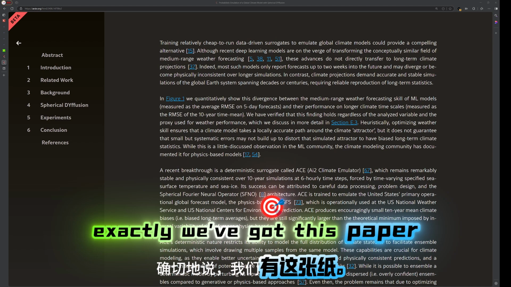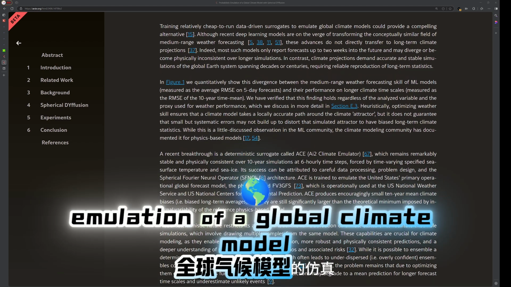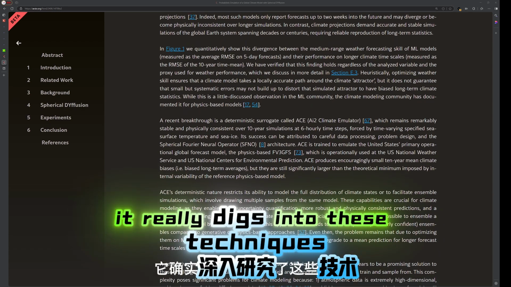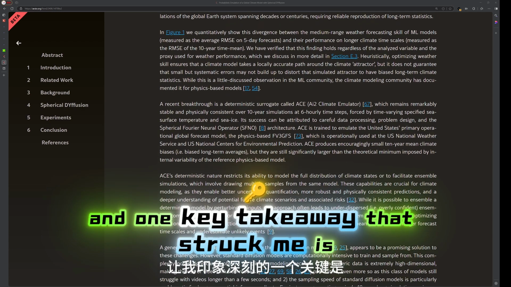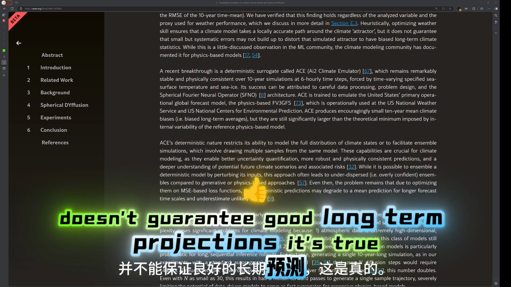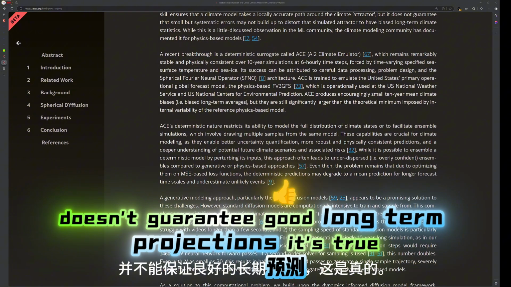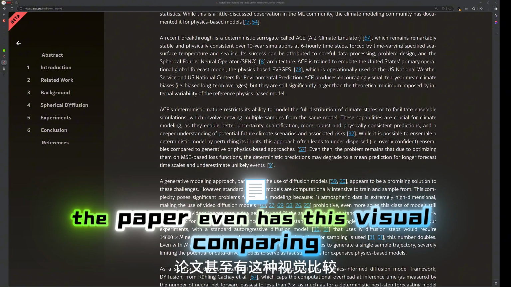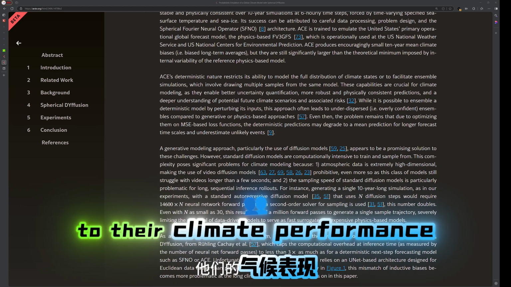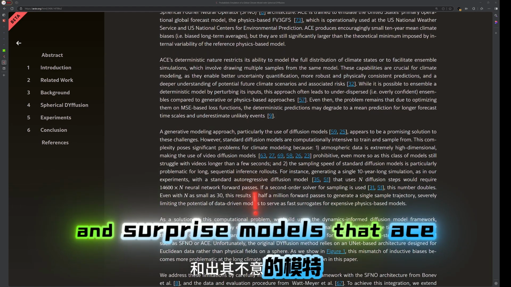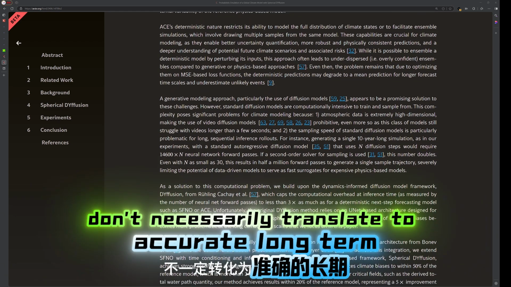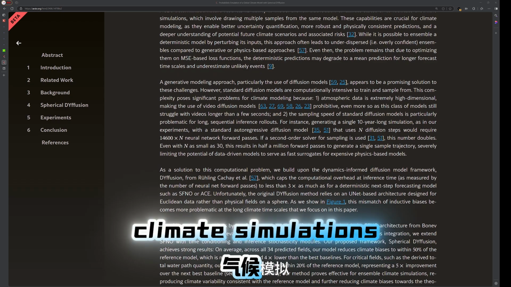Exactly. We've got this paper, Probabilistic Emulation of a Global Climate Model with Spherical DYffusion. It really digs into these techniques. And one key takeaway that struck me is just throwing more ML power at climate modeling doesn't guarantee good long-term projections. It's true. The paper even has this visual comparing the weather forecasting skill of different ML models to their climate performance. And surprise, models that ace short-term weather predictions don't necessarily translate to accurate long-term climate simulations.